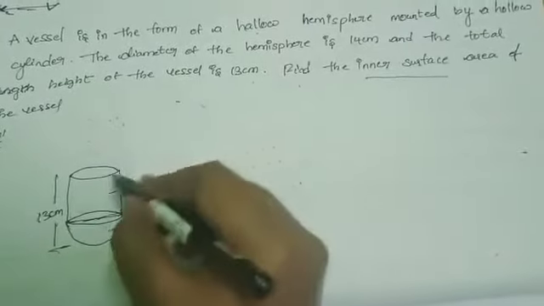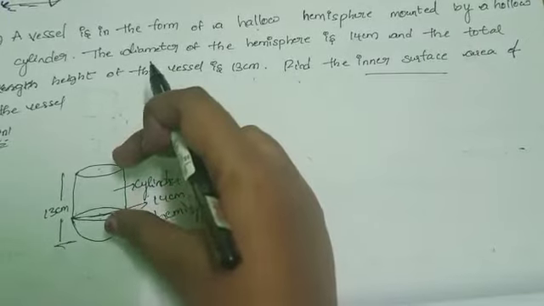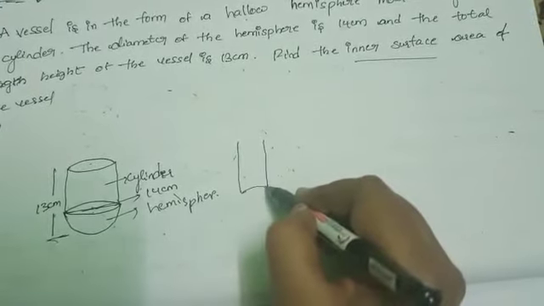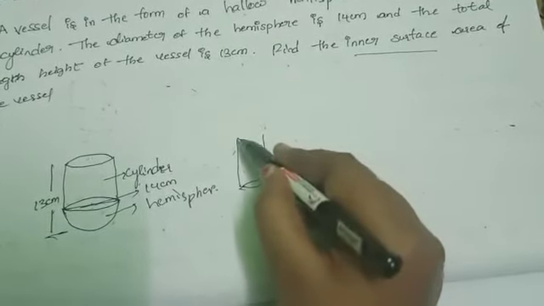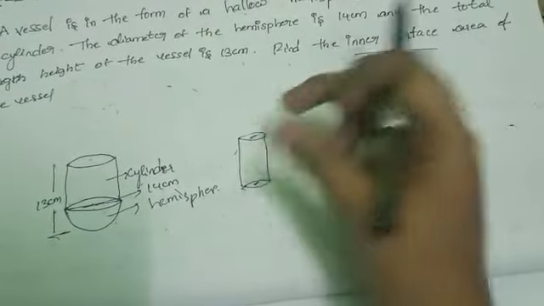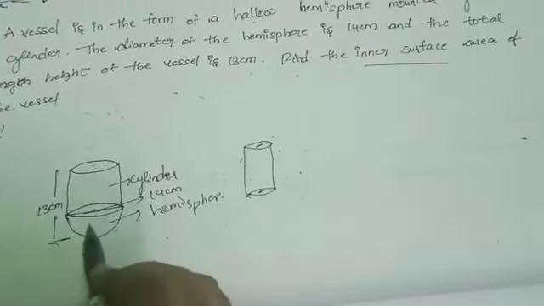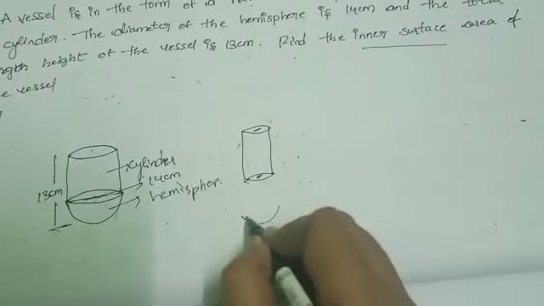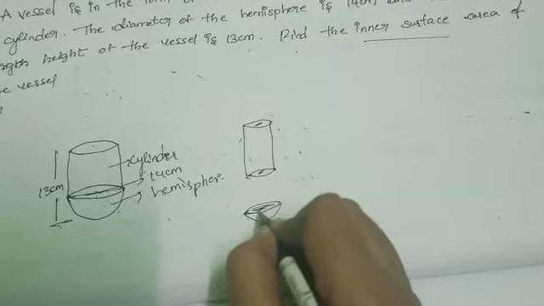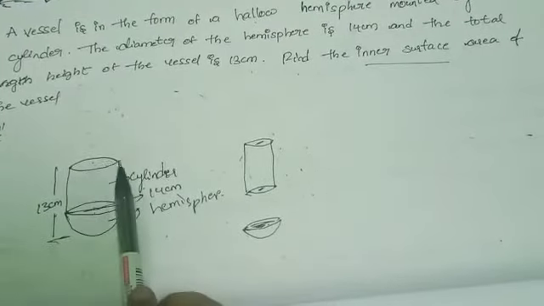See, cylinder. Here top and bottom surfaces are empty. There is no top and bottom surfaces. See this figure. This is a cylinder. Here there is no top and bottom surfaces. Clear? And hollow hemisphere. Here there is no flat surface. So here only consider the curved surface. Okay?